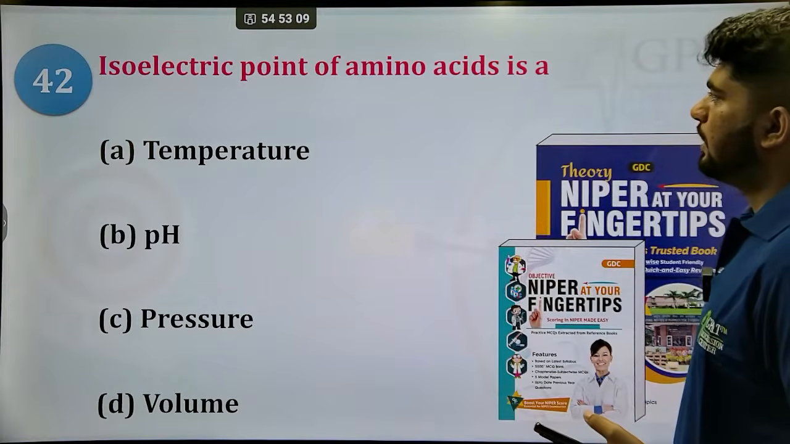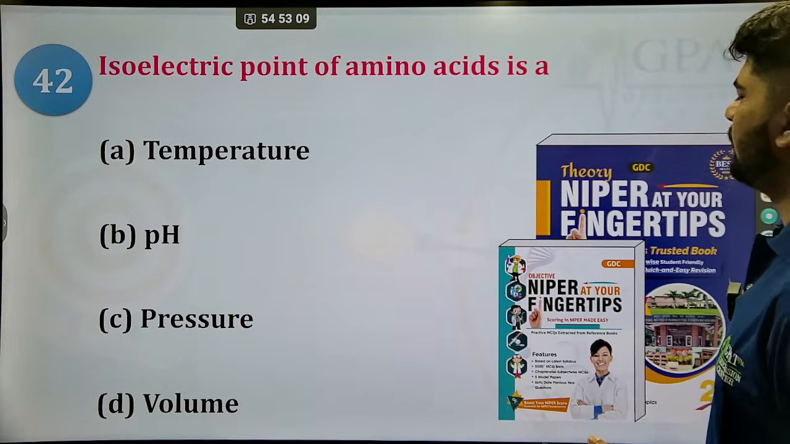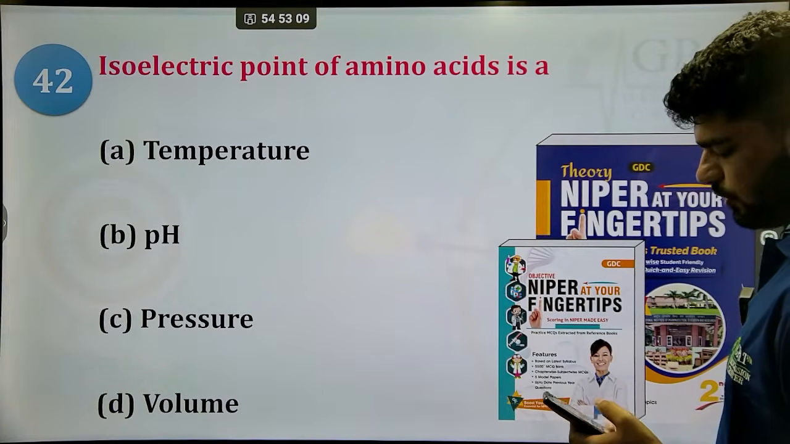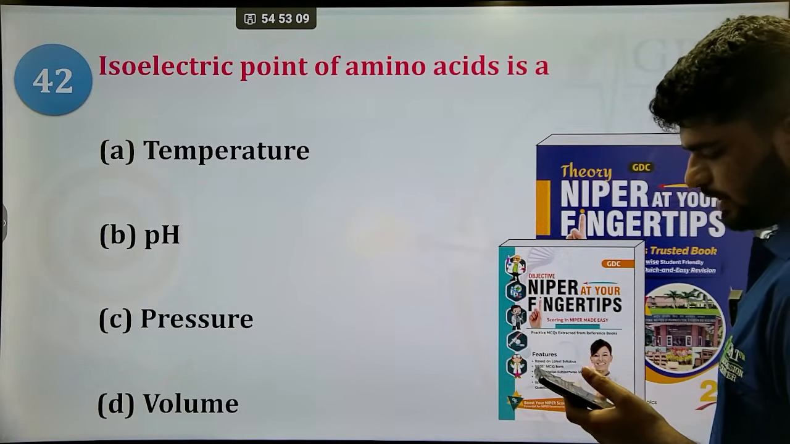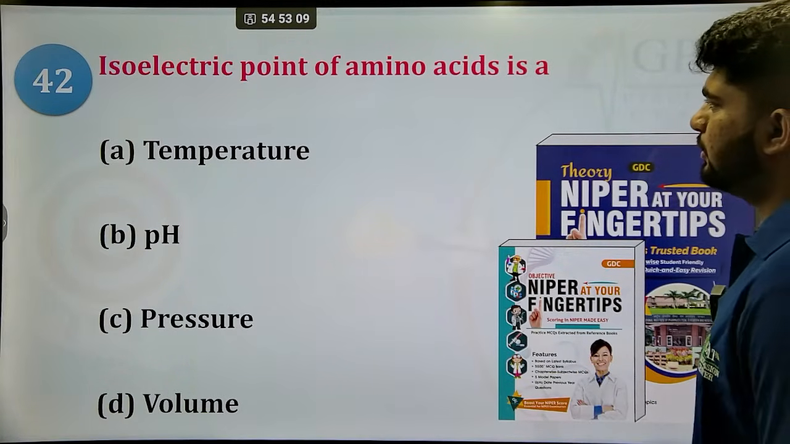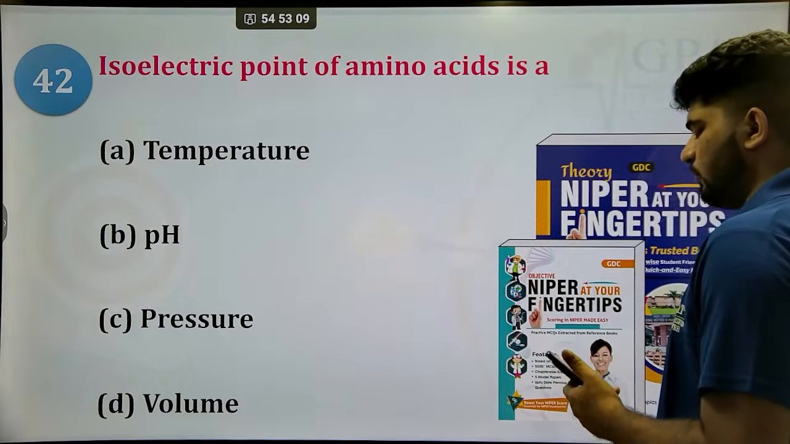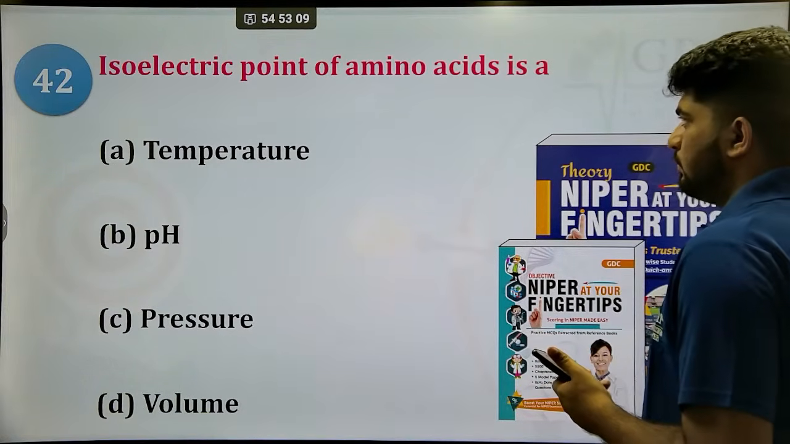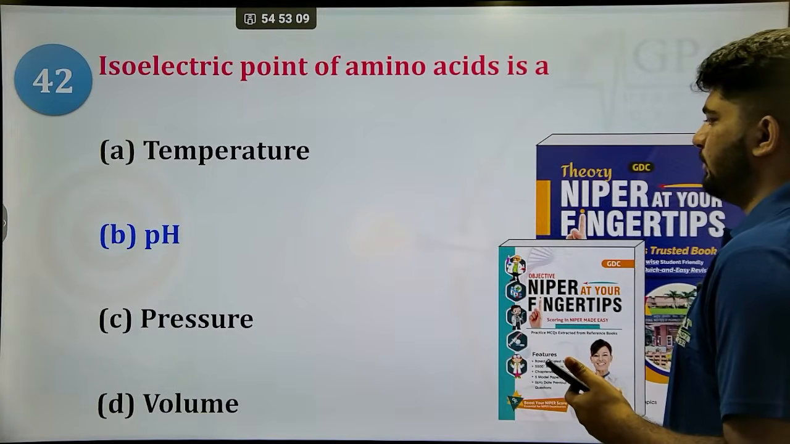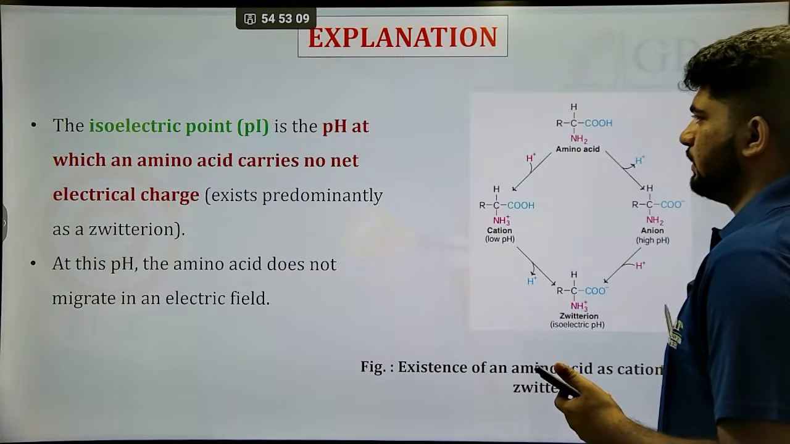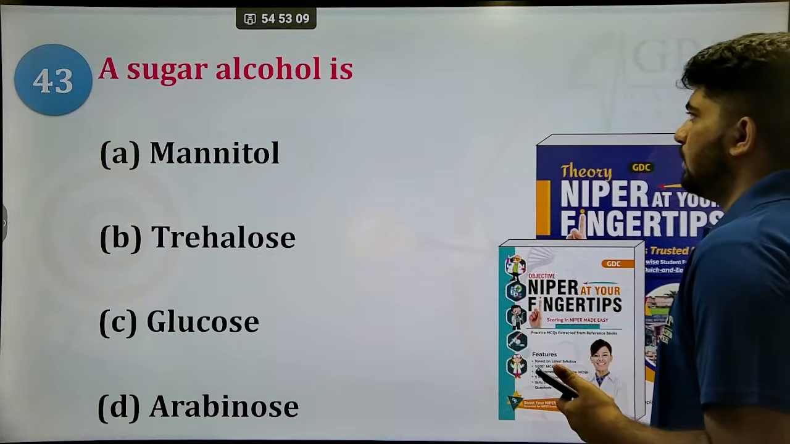Now, the isoelectric point of an amino acid is what? Temperature, pH, pressure, or volume? Obviously, that would be your pH over here. It is the pH at which the amino acid carries no net electric charge.